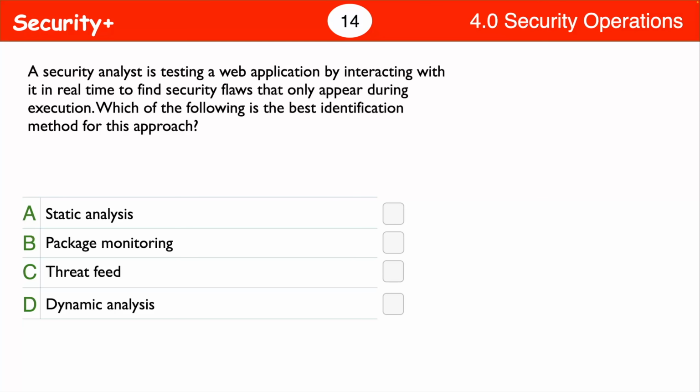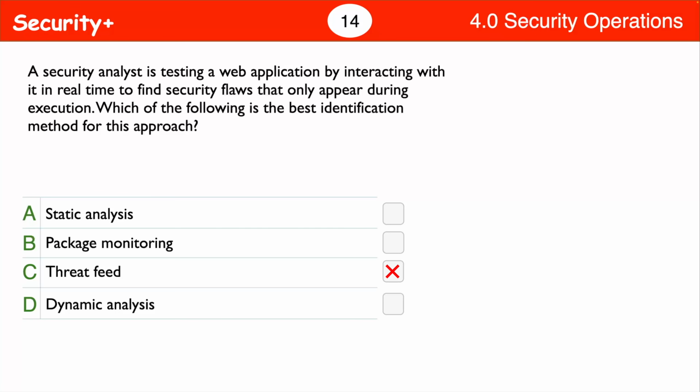All right, let's go ahead and take a look at the key phrases here. I would say the best key phrase would be only appear during execution. With that alone, that kind of gives you the answer. So let's go ahead and do the process of elimination here. And we can start by eliminating C, threat feed. Threat feed is going to provide external threat intelligence. It has nothing to do with testing.